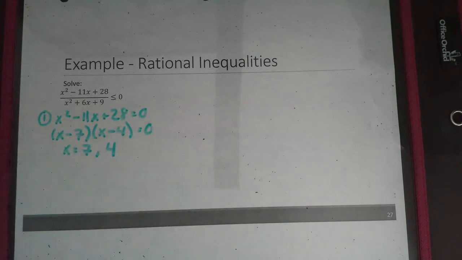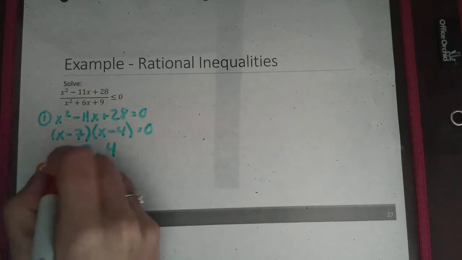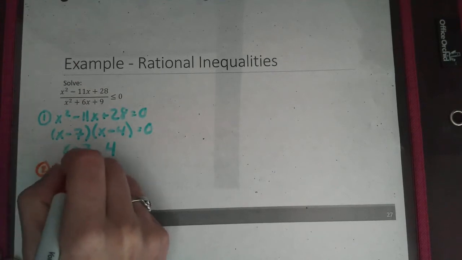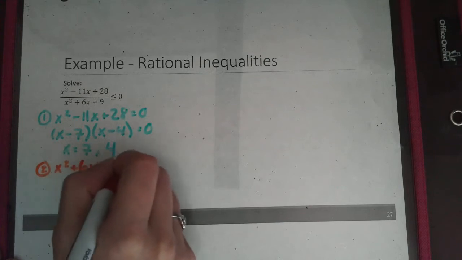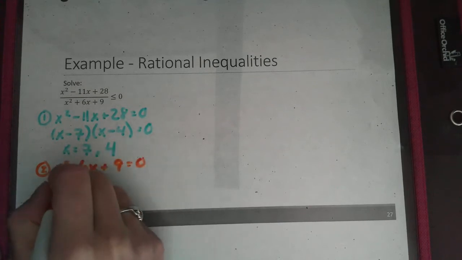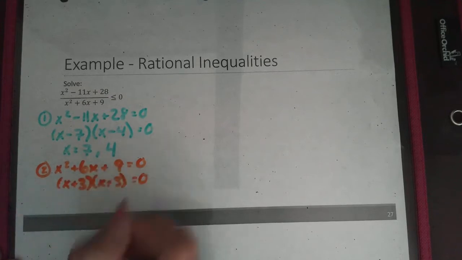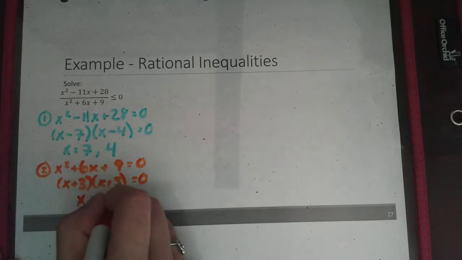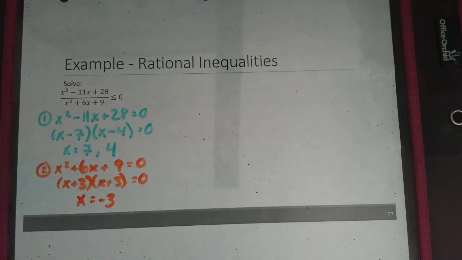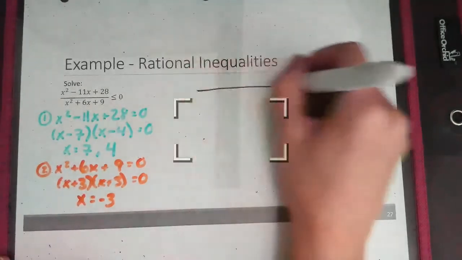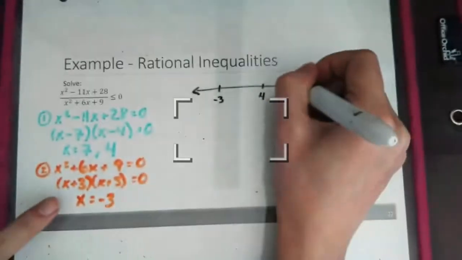For my denominator, that's step 2. We take the denominator and set it equal to 0. That's x squared plus 6x plus 9. That's going to factor into x plus 3 times x plus 3. And either way, I get x is equal to -3. So on my number line, I need a -3, a +4, and a +7.